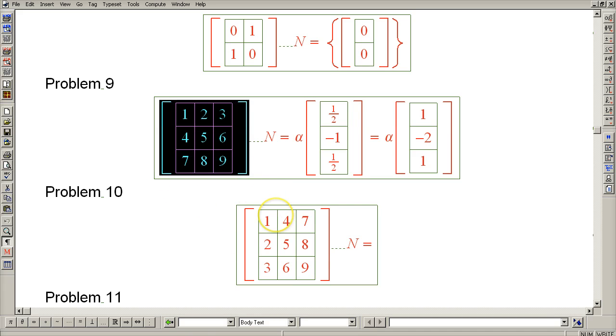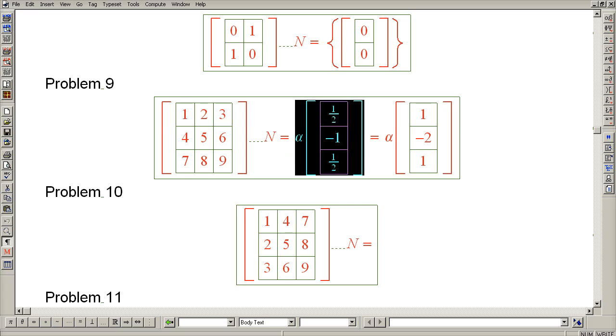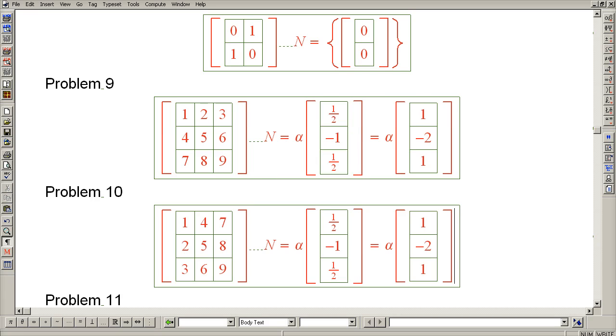So this matrix is different, but we still see, and that's a coincidence in this case, of course, that the middle column is the average of the other two. Therefore, the null space in this problem is the same as the null space in the previous problem. And of course, that is a complete coincidence.